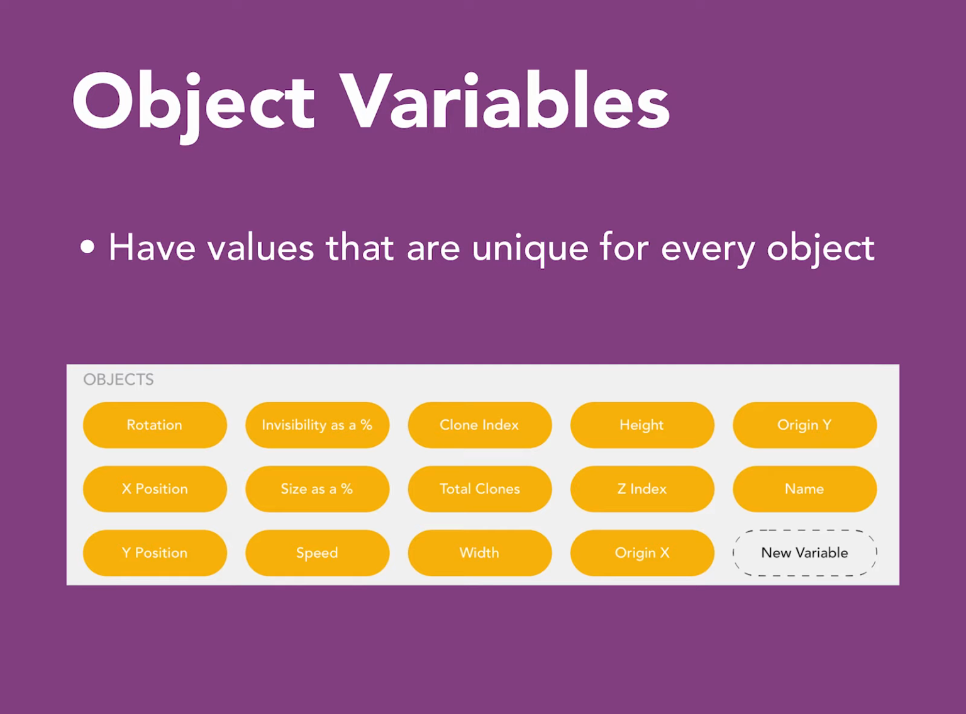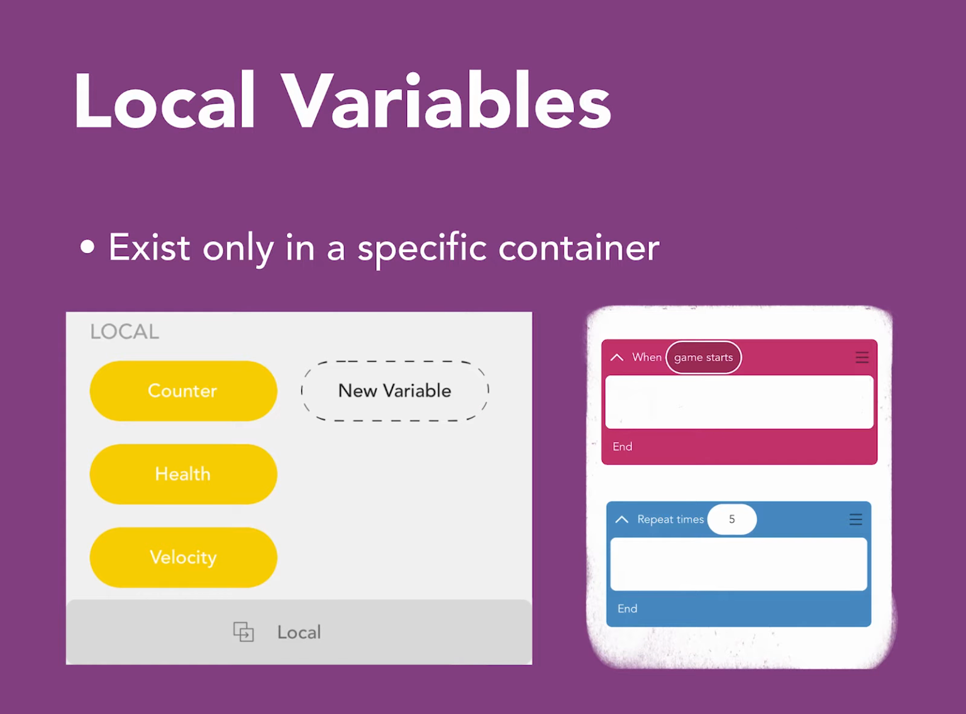Object variables have values that are unique for every object. These include things like X position, Y position, size, and so on. Local variables exist only in a container. You can specify which container it exists in by dragging the block where you have declared the variable. We will explore local variables further in the next section.